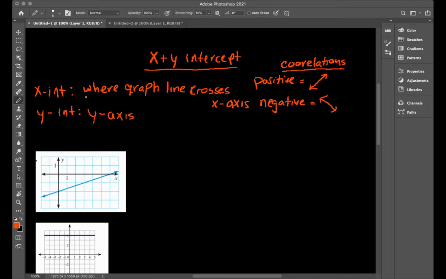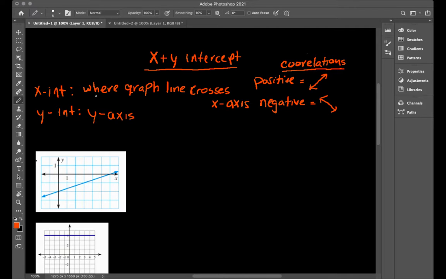Okay. So there's a couple of things that we need to know. Obviously, number one is the x-intercept. What is that? That's basically where the graph line crosses the x-axis, okay? And the y-intercept is where the graph line crosses the y-axis. Pretty easy, okay? We all know that, so I'm not going to go over that too much.